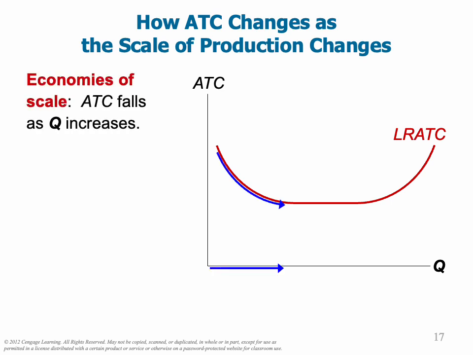3 vocab words you need to know. First one is economies of scale. So all ATC curves have this area, even the short run ATC curves, and it represents that ATC is falling as your quantity is going up. So what this means is that this is the benefits of mass production. As you're producing more, your average total cost is falling.